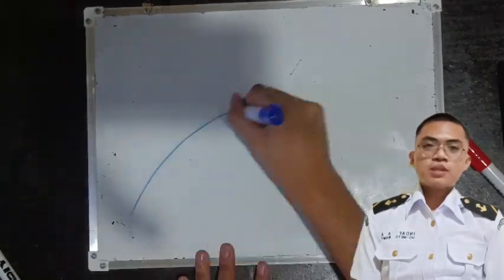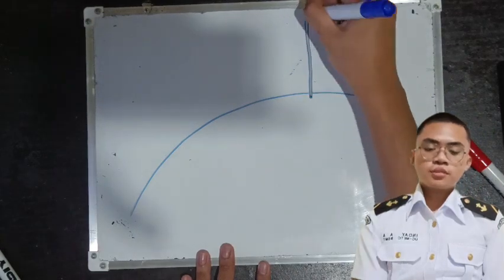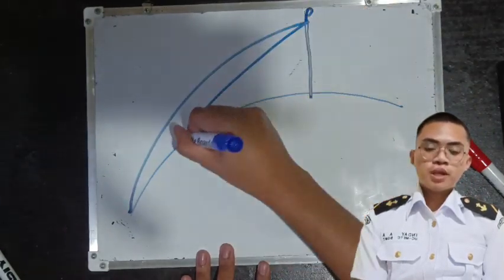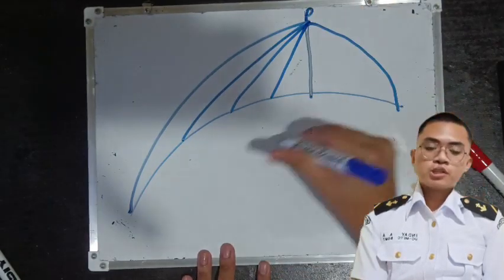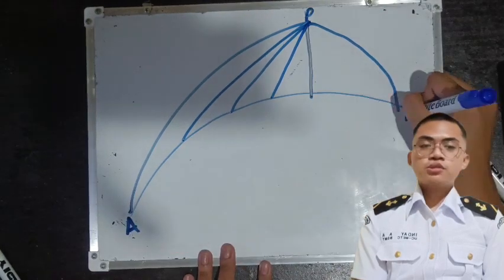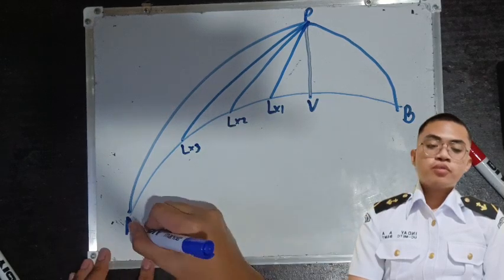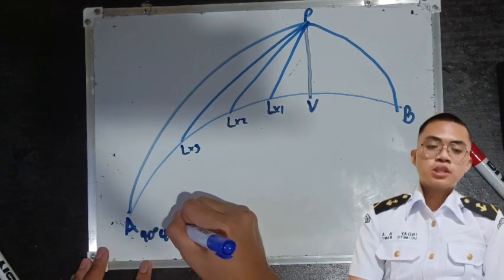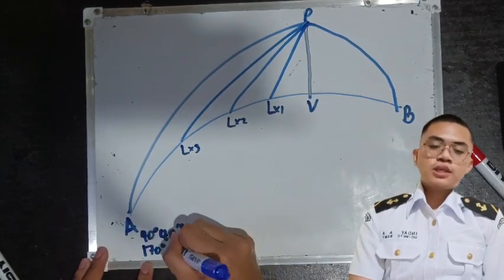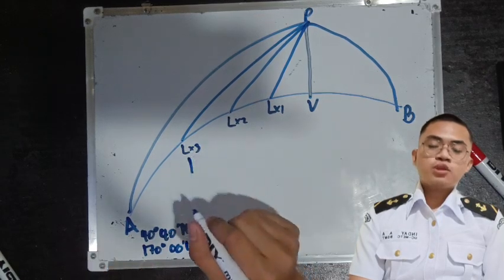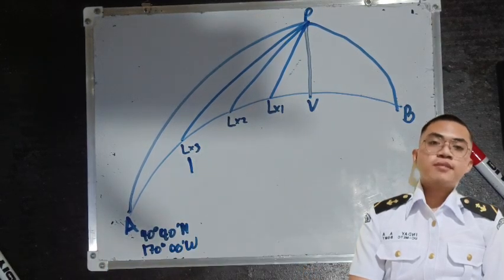The last step is to illustrate. In the illustration, we must plot the point of arrival and the point of departure, also the vertex, and also the successive points of latitudes. Now the point of arrival is 20 degrees 30 minutes north, 90 degrees east, and the point of departure is 40 degrees 40 minutes north, 170 degrees.